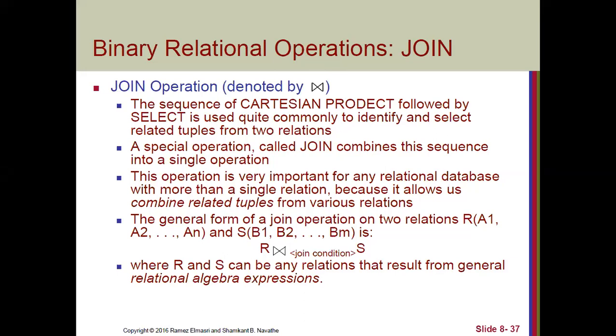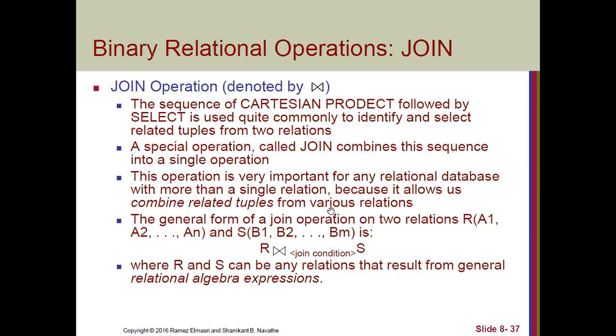So if you want to apply the Cartesian product, then you apply the select first, because what does select do? It reduces the tuples. So the resultant relation has fewer tuples. But if without any restriction we apply the Cartesian product, then it will give you all possible combinations. That thing is actually done with the help of the join operator, which combines the sequence into a single operation.